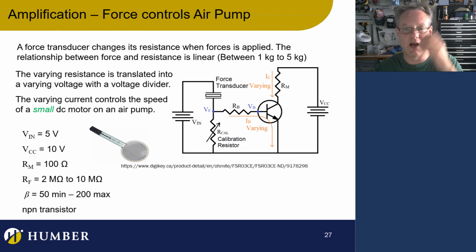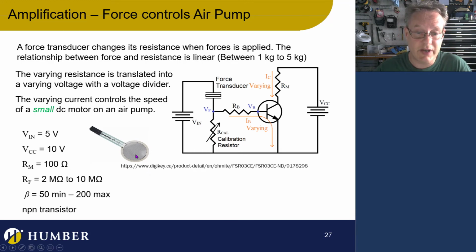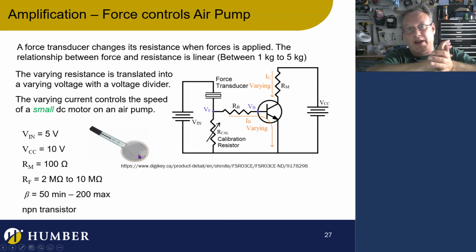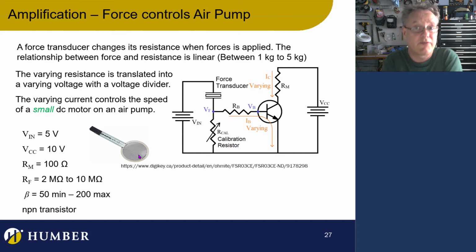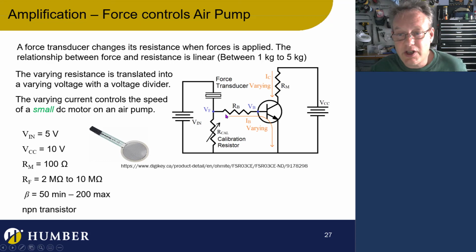So I've got some examples here where I'm going to put a force transducer here. This is actually a really cool thing. You can take this thing and press on it and it changes the value of its resistance. If you press on it, it's a force transducer. So that is going to change the varying voltage at this point right there. So that voltage is going to change, which is going to change the current going through here.